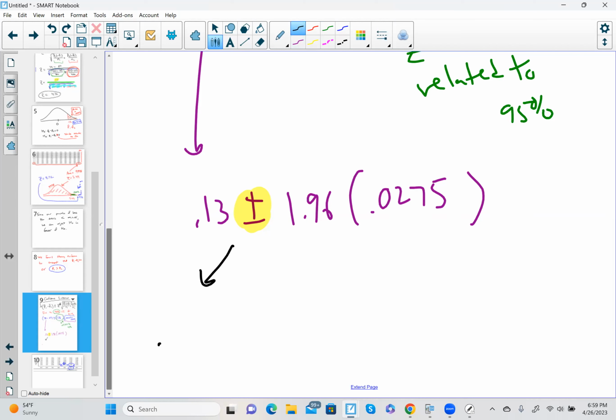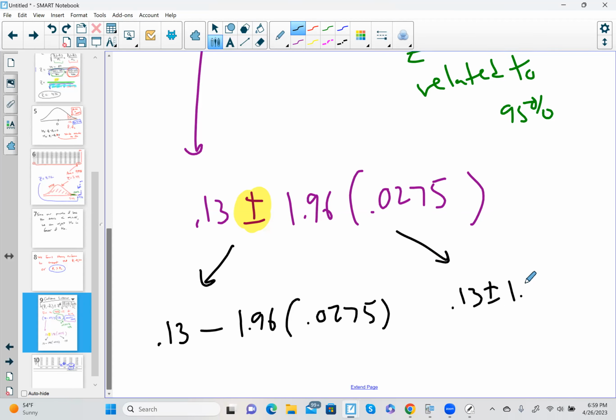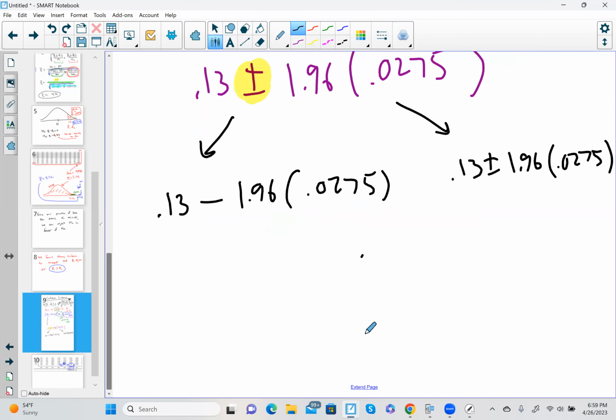One of the numbers here is going to be 0.13 minus 1.96 times 0.0275. And then the other number that you're going to have is 0.13 plus 1.96 times 0.0275. So I just need to take a minute, type these two numbers in, and this question will finish off. So let's go do that.